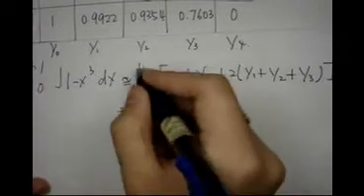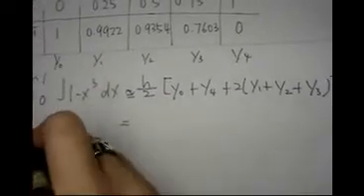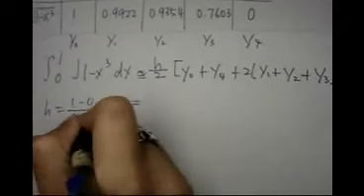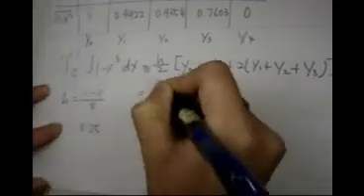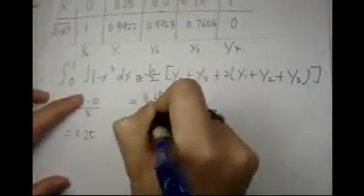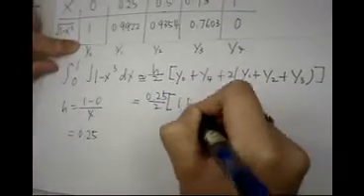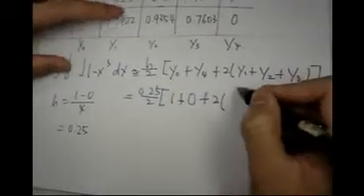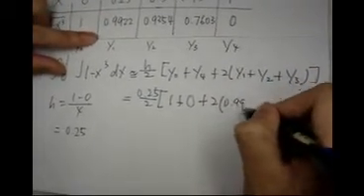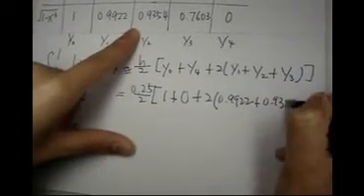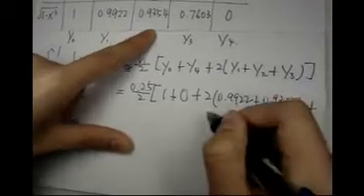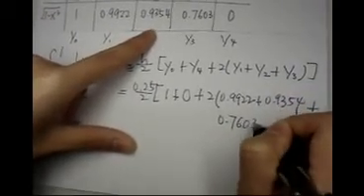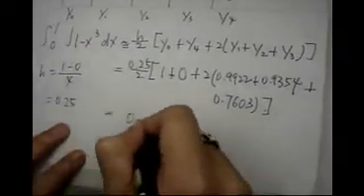It is equal to h, which we found just now, h equals (1 minus 0) divided by 4, which is 0.25. So 0.25 divided by 2 times [y0 which is 1 plus y4 which is 0 plus 2 times (y1 0.9922 plus 0.9354 plus 0.7603)]. Now we have substituted the values and can calculate, and the answer we get is 0.797.